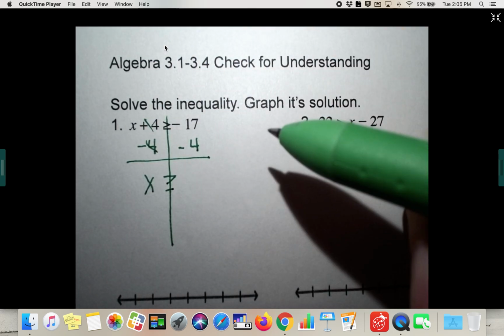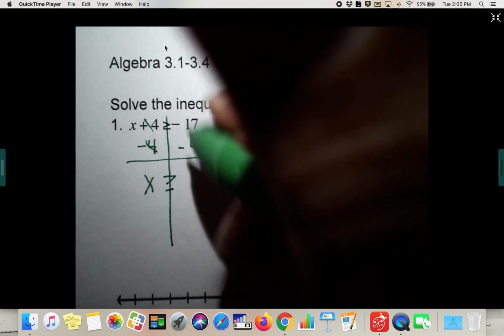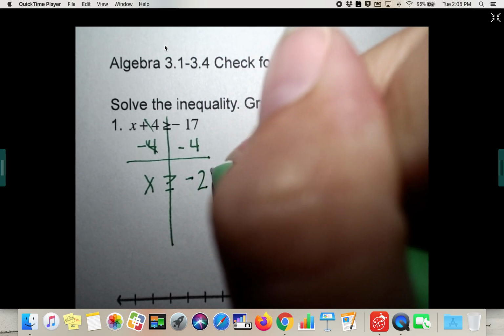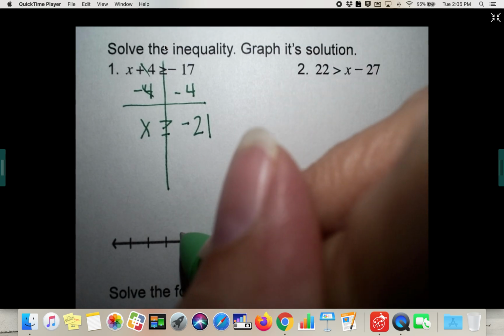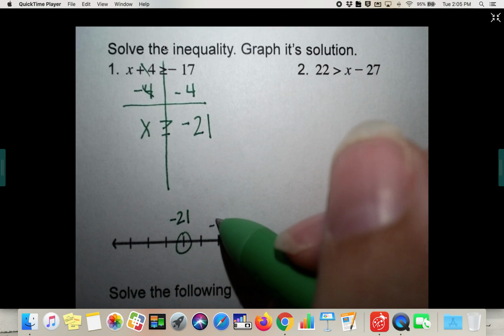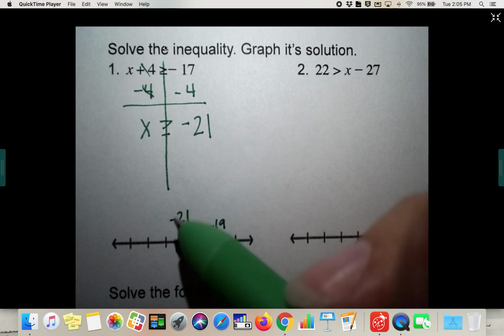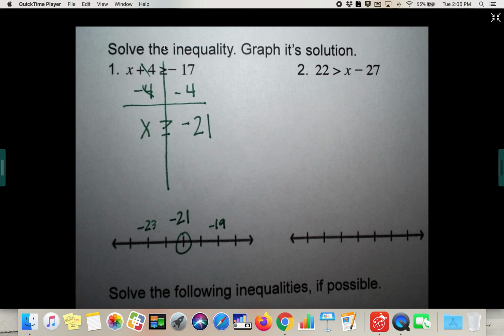Bring down your symbol. X is greater than or equal to negative 17 minus 4 more, which is a greater negative. It'd be negative 21. So then if it says to graph its solution, negative 21 is here, negative 20, negative 19, negative 18. These get greater negatives going this way. So as long as you have a few on each side, that's fine.